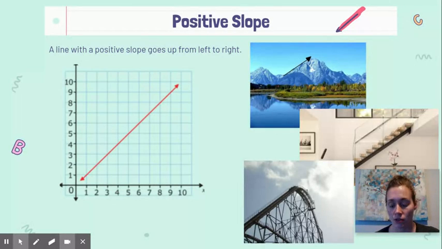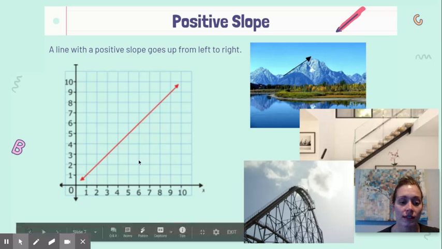Everything we do with slope in our lines is going to be from left to right. Just like you would read a book, or read a sentence from left to right. In math, it works the same way. We read a graph from left to right. So we're always looking at the line from the left to the right.